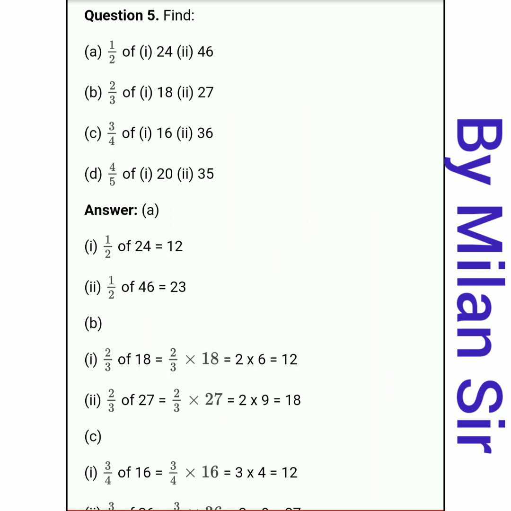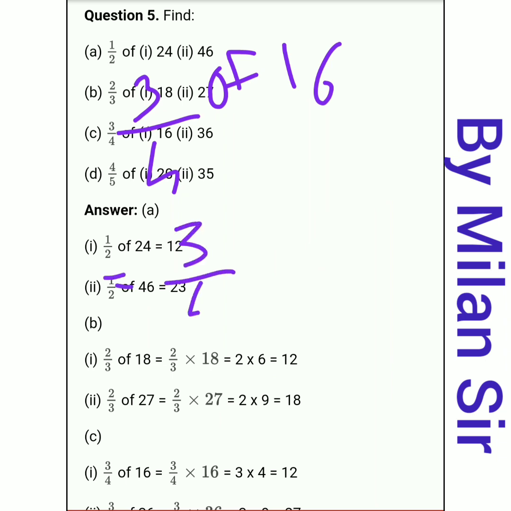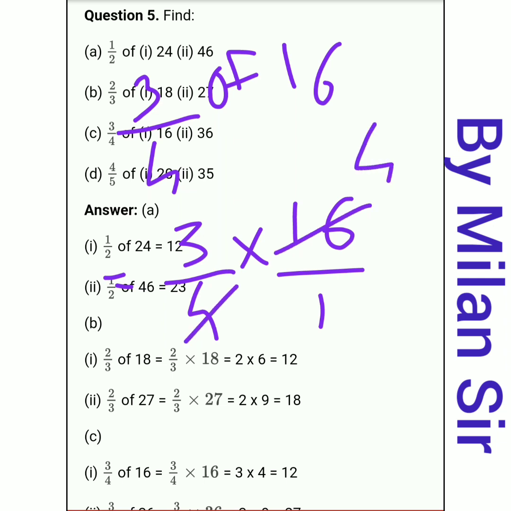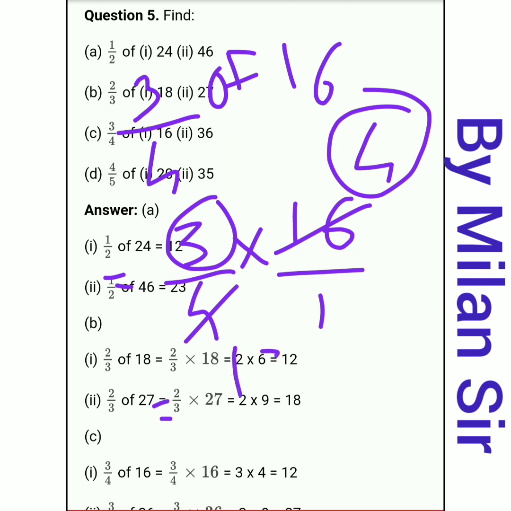Okay, next question C, 3 by 4 of 16. Now for 3 by 4 of, we need to put multiplication sign and 16 as it is, nothing is present in the denominator, so we can write 1. Now we can cut this. 4 4s are 16, right? Now in the numerator 4 and 3, so 4 multiply 3, 4 3s are 12, divided by 1 as it is. 12 by 1 is 12 only, right?